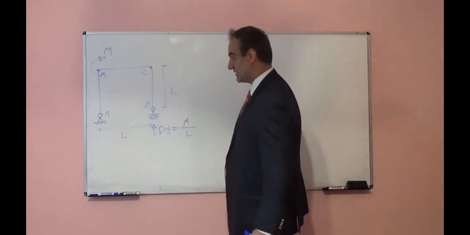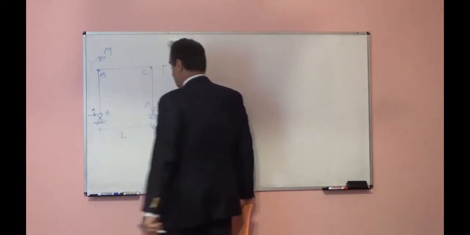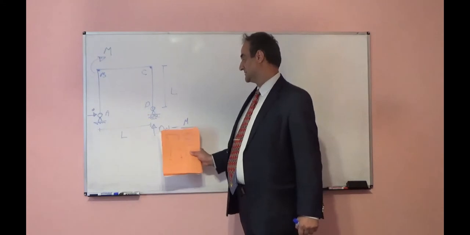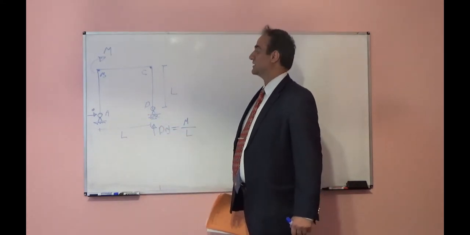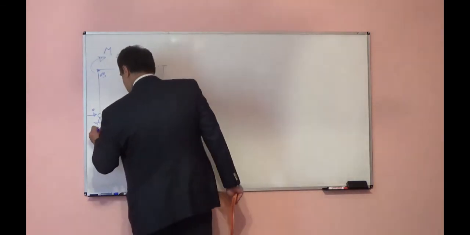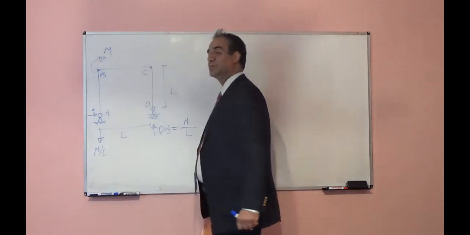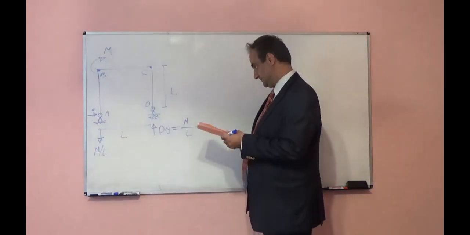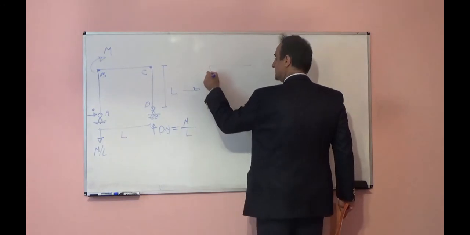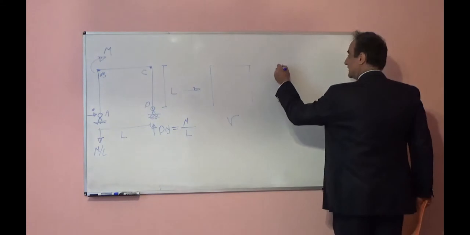If I write summation of forces in the horizontal direction, Ax will be 0. If I write summation of forces in the vertical direction, Ay plus Dy is equal to 0, because there is no external load in the vertical direction. From here, Ay will be negative M over L, or M over L in the opposite direction. So let's look at the shear diagram and moment diagram.